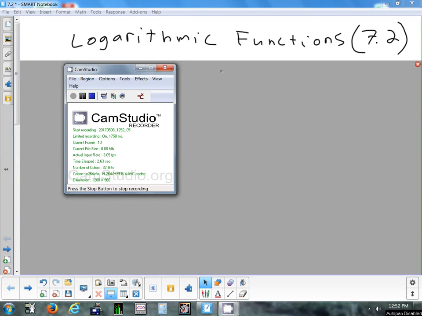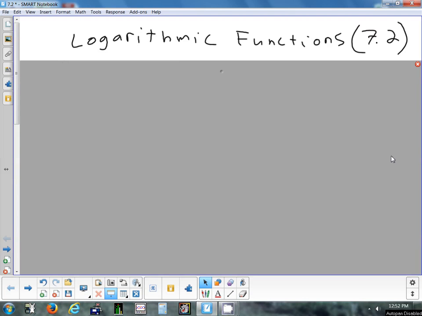All right, so our last chapter we're going to look at is chapter 7. We'll basically do 3 days of it, or we'll do one section a day. So we'll do 7.2, 7.3, and then 7.4. So we're going to look at logarithms.